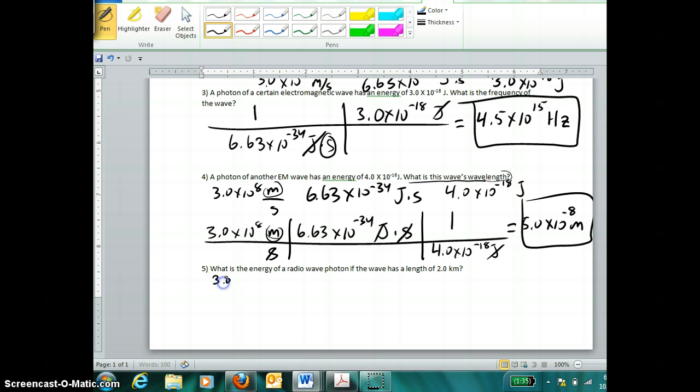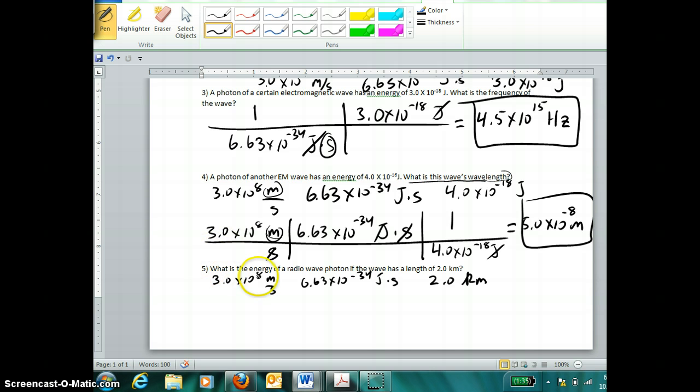As a final example, once again, we have a radio wave, an E&M wave, so we have the same available data, 3.0 times 10 to the 8th meters per second, the speed of all electromagnetic waves, 6.63 times 10 to the negative 34th joule seconds, the energy relationship of all electromagnetic waves, Planck's constant, and in this particular problem we're given a length of 2.0 kilometers.